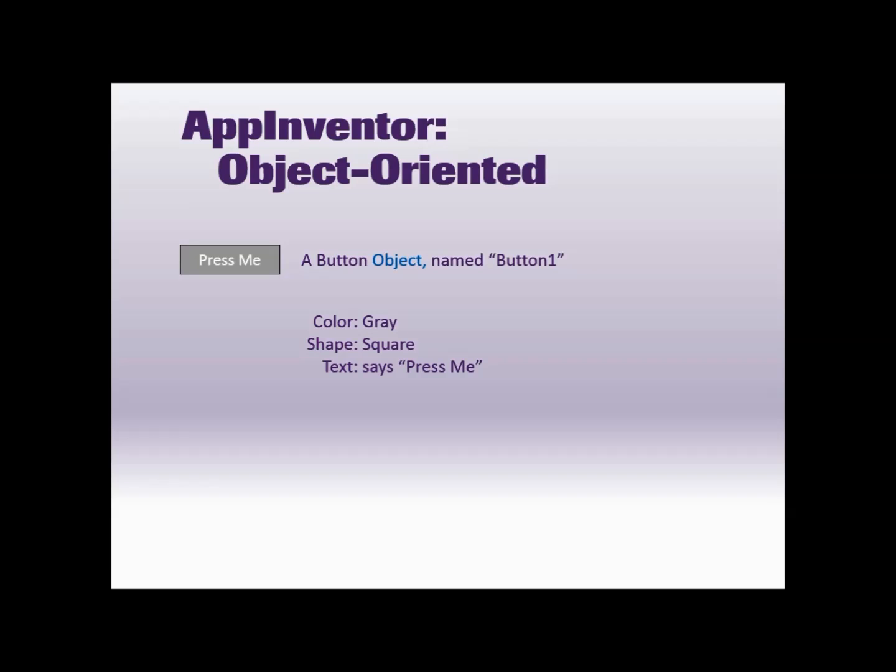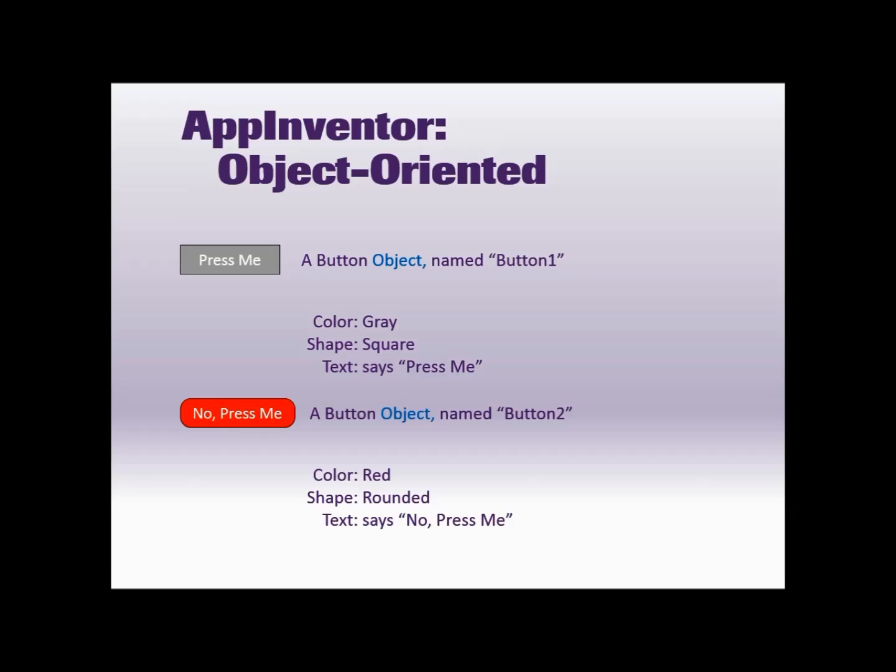These are all properties that generally describe the appearance of the object. Properties can also help the program understand how it should behave. Now, all buttons have these same properties, but they don't all have the same values for all the buttons. If I add a second button, notice that I'm using the same properties, color, shape, and text, but I provide different values, red, rounded, "No, press me." And we get a dramatically different looking button.